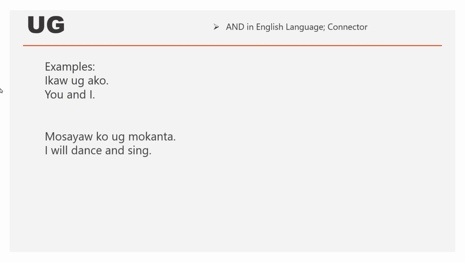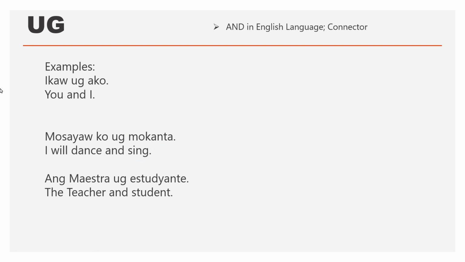Musayaw ko og mukanta. So, musayaw ko og mukanta, it's actually a statement of facts. At the same time, it could also be an answer to a question like, what are you gonna do? Uh, what will be your talent? Like that. So, you will use the future form, musayaw ko og mukanta. So, musayaw ko og mukanta is I will dance and sing. Or you can say I dance and sing. Okay, musayaw is will dance, ko is I, og is and, and then mukanta is sing.